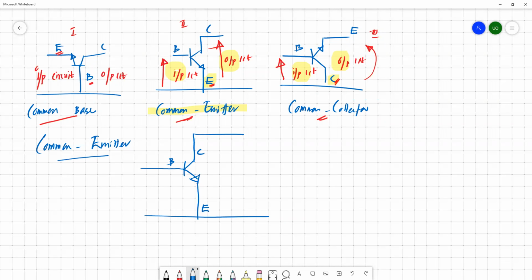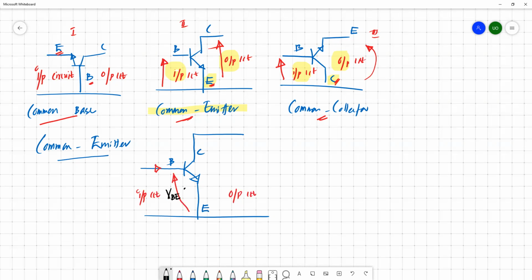From the previous figure, we found that this is your input circuit. This is your output circuit. Then what are the parameters which we can discuss to show the performance of your input circuit? One is VBE, the voltage between the base emitter junction, or the voltage at the base with respect to the emitter. Or you can simply say the junction voltage between base and emitter.